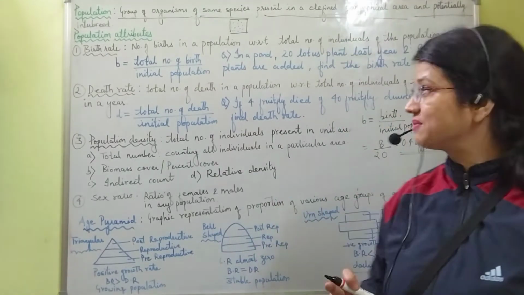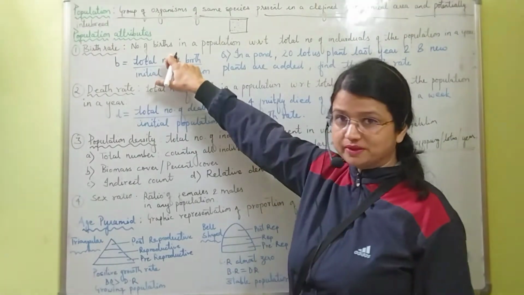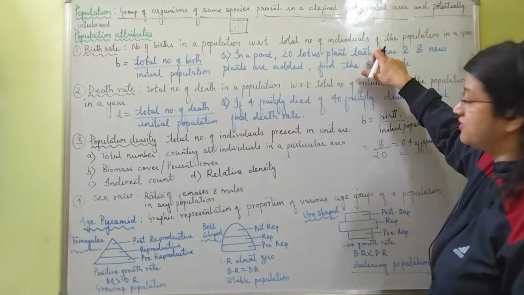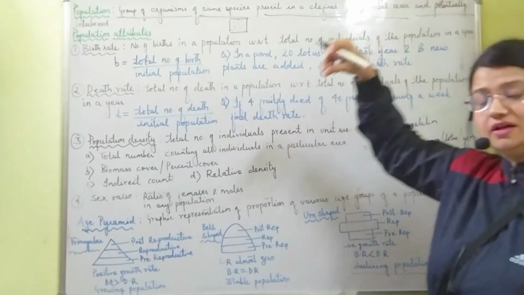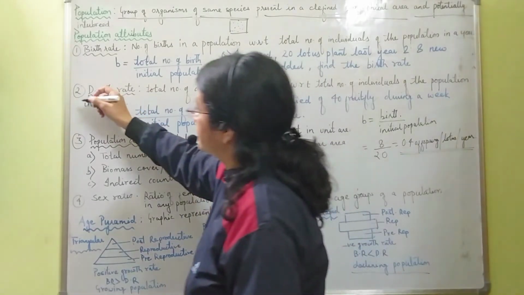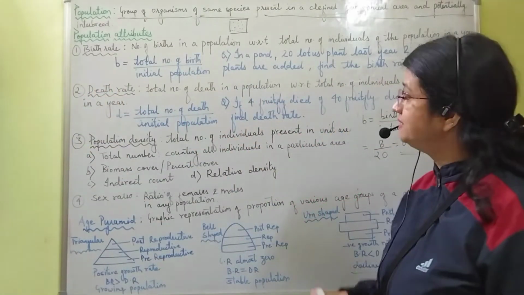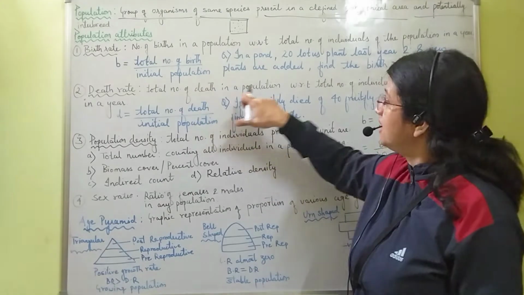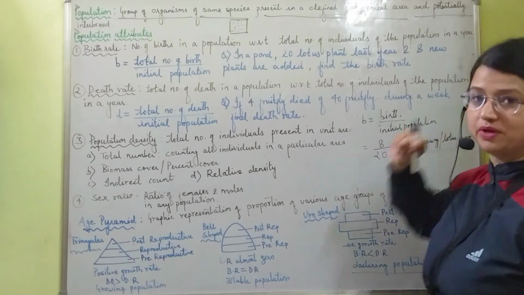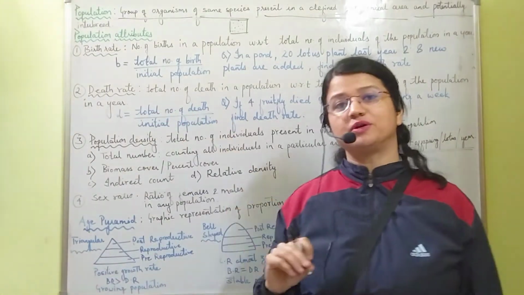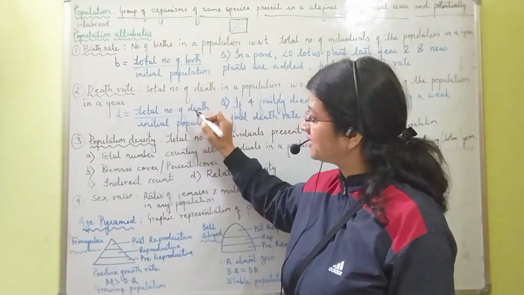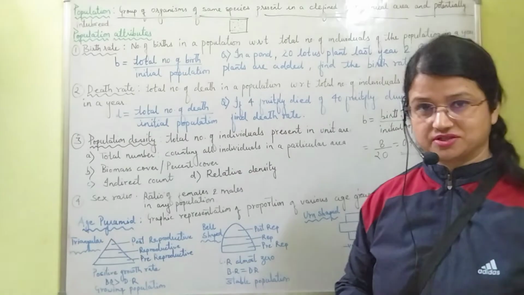Clear? So just remember what is birth rate. The number of births in a population with respect to the total number of individuals of the population in a year or in unit time. Second is the death rate. Now what is death rate? Just see here. The total number of deaths in a population with respect to the total number of individuals of the population in a year will be called the death rate. To find out the death rate, what we will do? Total number of deaths divided by the initial population.